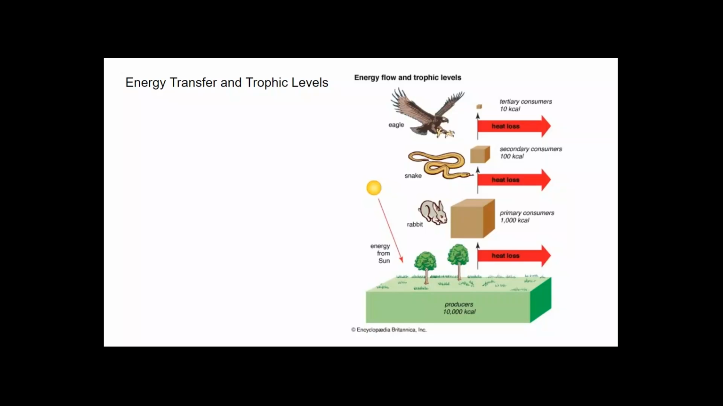And this means we can't have too many trophic levels because of the energy loss at each. And at the top of a food chain, you have what is called an apex predator. So this here is an apex predator.